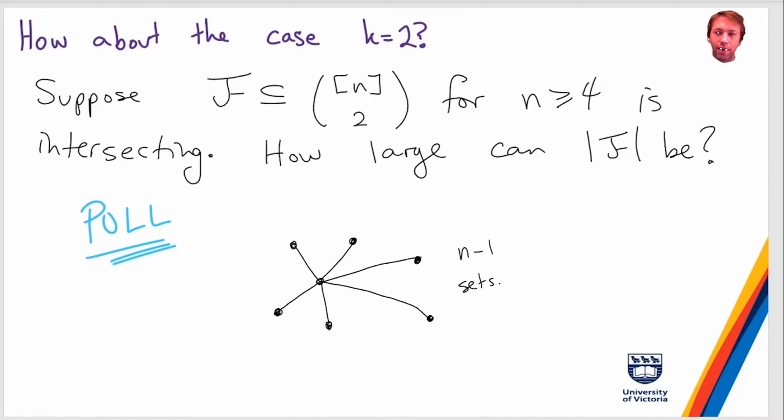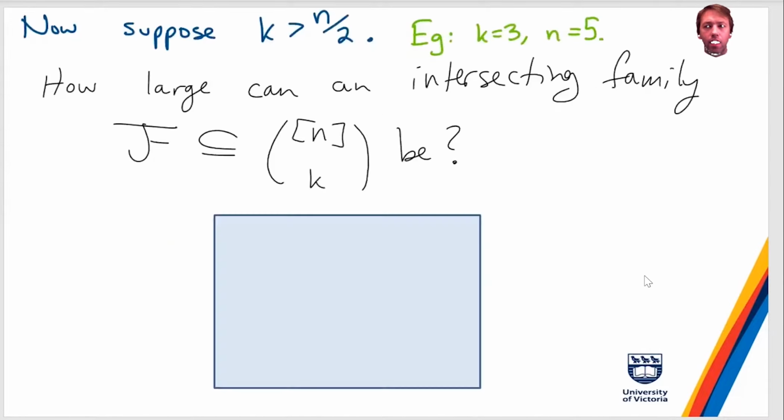I think it's fair enough to not know that one because we haven't answered that question. But just to get you thinking about it, if you have sets of size 2, then just taking all the sets containing a given point is going to be the best thing. Now this addresses a comment.